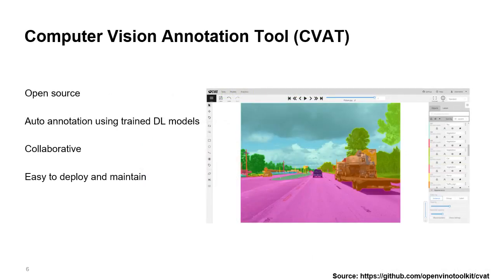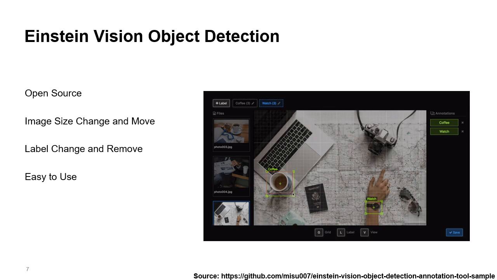CVAT is a free online interactive video and image annotation tool for computer vision. It is being used to annotate millions of objects with different properties. Many UI and UX decisions are based on feedback from professional data annotation teams. In addition, there is a sample annotation tool for instance vision object detection. It is open source software and easy to use. It can be used to change image size and labels.